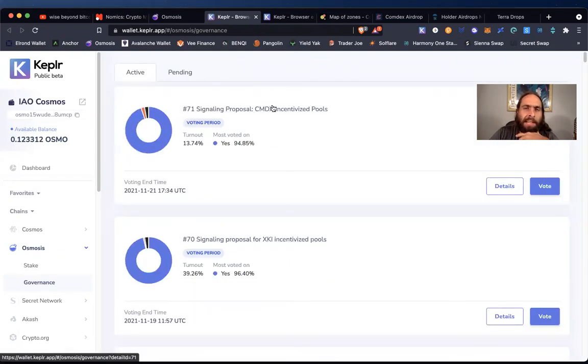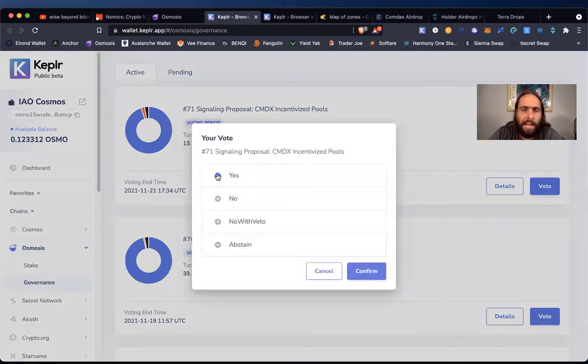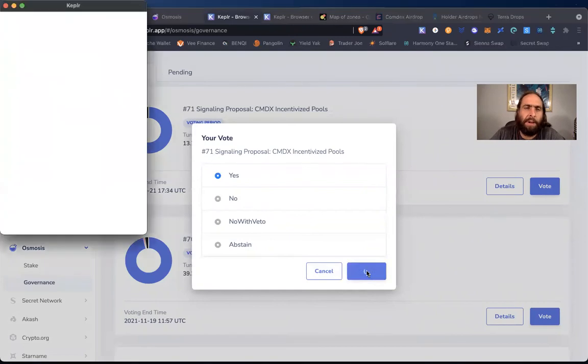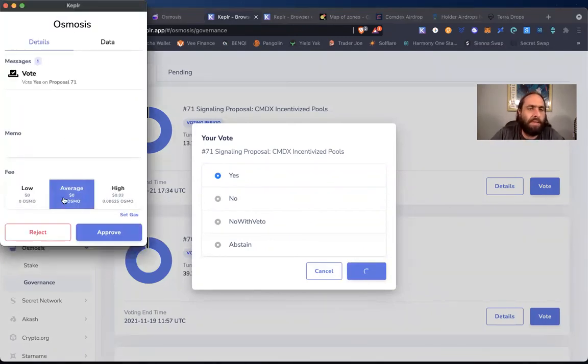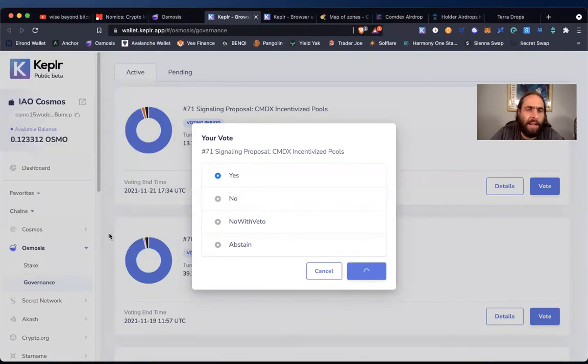CMDX, Comdex, which you see there's an airdrop that I'm going to, spoiler alert, talk about later. Don't look at the timestamp below, but you can if you want to. Let's vote on that. Yeah, of course we want to incentivize the pool for that. We want to really, yes, I confirm. Love to see that happen. How much does it cost to vote? Nothing. I'll do an average nothing.